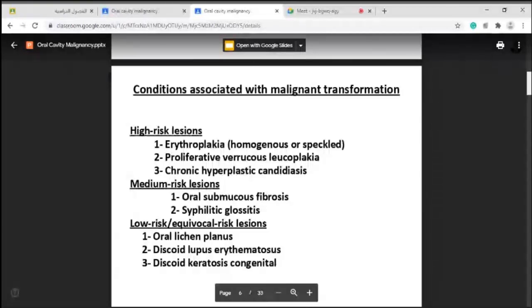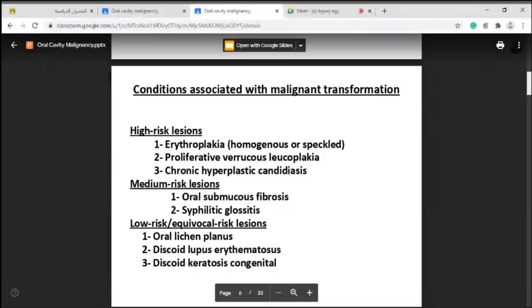As we mentioned, saliva is about half a liter to 1.5 liters per day. So in dehydrated patients, there will be a coated tongue. This should be differentiated from leukoplakia by scratching with a tongue depressor, and also from chronic hyperplastic candidiasis. These three conditions are high-risk lesions for malignant transformation and malignant disease of the oral cavity.